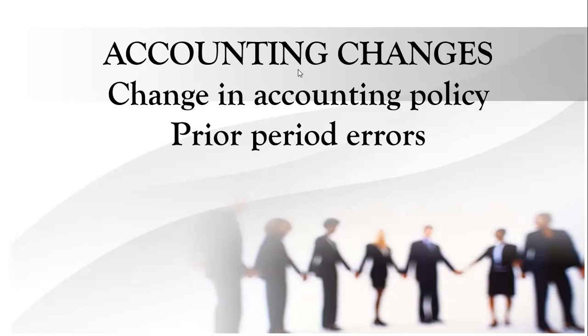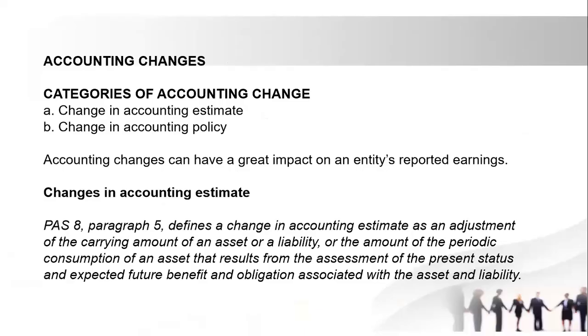So we have now the accounting changes in chapter 8. We have involved change in accounting estimate. So for the accounting changes, we have the categories of accounting changes. We have change in accounting estimate and change in accounting policy. So accounting changes can have a great impact on an entity's reported earnings.